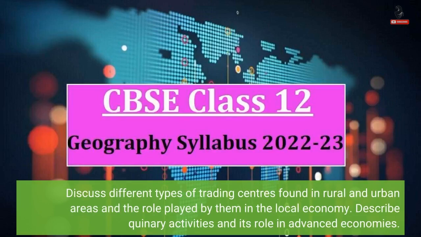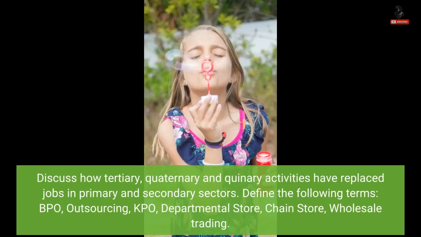Discuss different types of trading centers found in rural and urban areas and the role played by them in the local economy. Describe quaternary activities and its role in advanced economies. Discuss how tertiary, quaternary, and quinary activities have replaced jobs in primary and secondary sectors. Define the following terms: BPO, outsourcing, KPO, departmental store, chain store, wholesale trading.